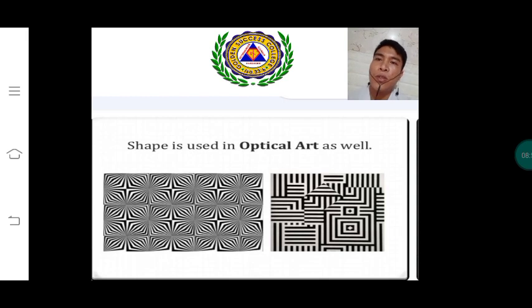Next, shape is used for optical art as well. Optical art is used to describe works that relate to how you see. In a similar way, the artist uses shape, color, and pattern in special ways to create images that look as if they are moving or blurring. You can see in the picture, guys, that it looks blurred when you look at it.